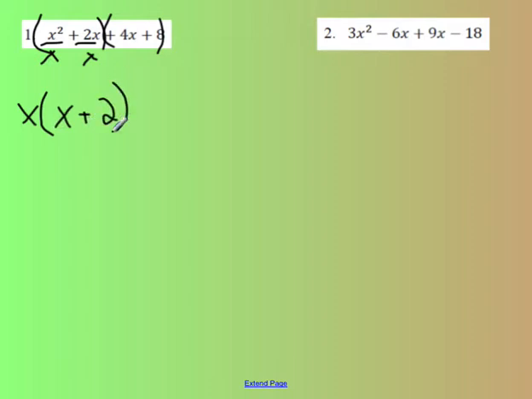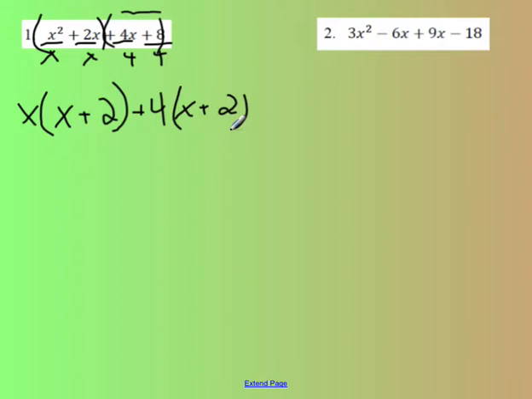Now I want to focus on this second group. I have 4x and I have 8. What divides 4 and 8? That's going to be 4. My next question: can I take an x out of each term? The answer is no, I can't. So I'm going to divide each term by 4. 4 over 4 cancels out and I'm left with x. 8 over 4 is 2.